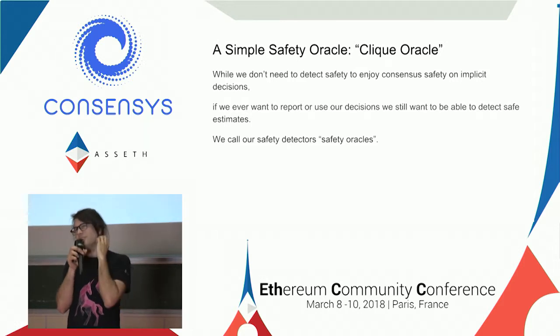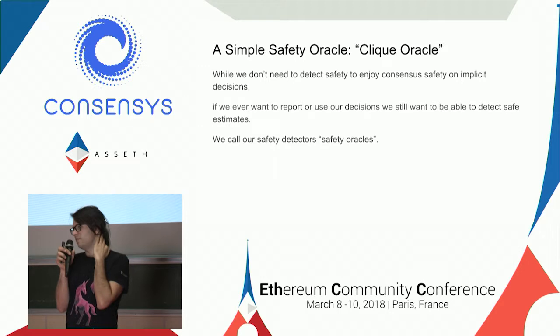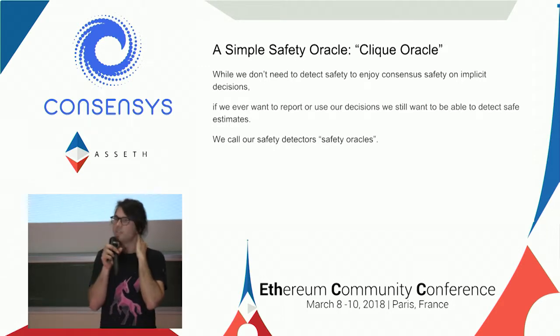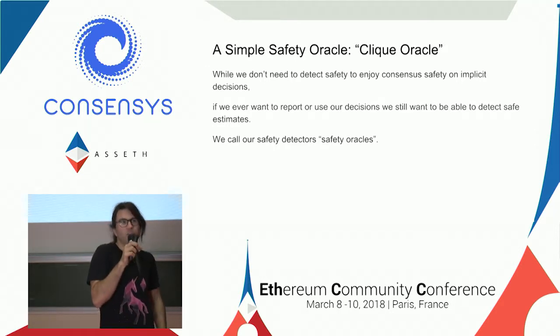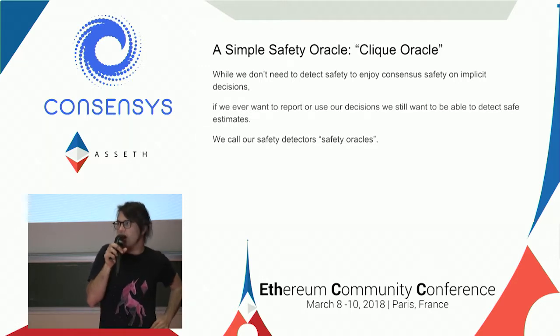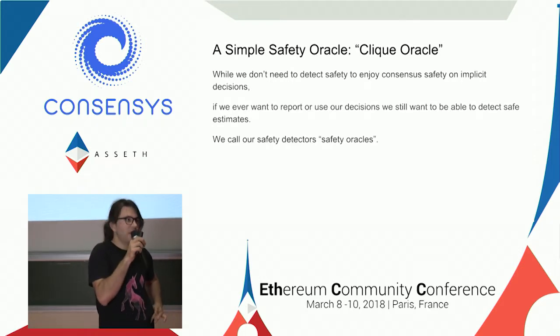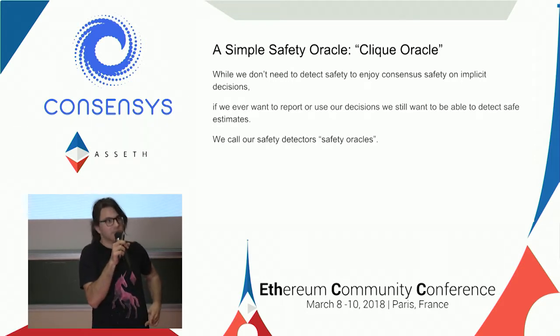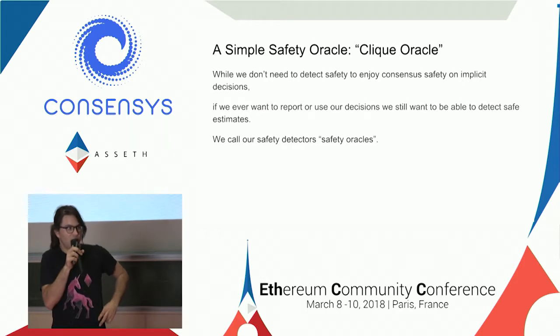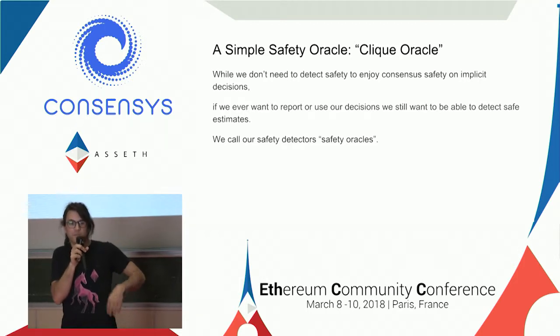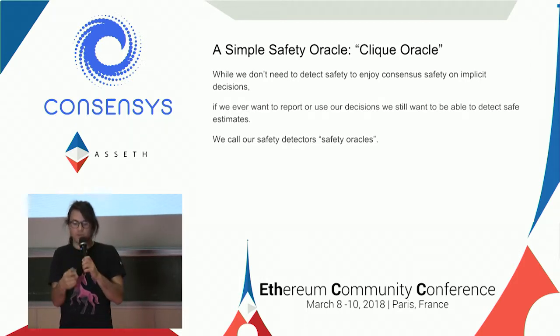Somehow it actually wasn't necessary in our construction that we detect safety in order to actually become safe on these propositions. But if you don't detect it, the consensus protocol can never actually tell you if it's ever decided on anything. It's an interesting thing that you can have a consensus protocol that makes decisions all the time but doesn't know about any of them until it detects them. But the things that we use to detect them are called safety oracles.